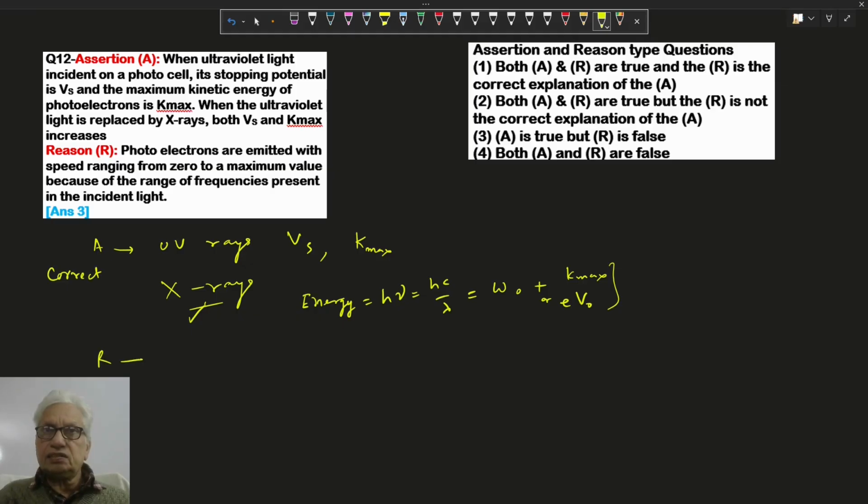Now the reason: photoelectrons are emitted with speeds ranging from 0 to maximum. It is true for every wave, not only ultraviolet and X-rays. So the range of frequency present in the incident radiation is not the correct reason. It is true, 0 to maximum, for all. So the reason is wrong. The option here is 3.